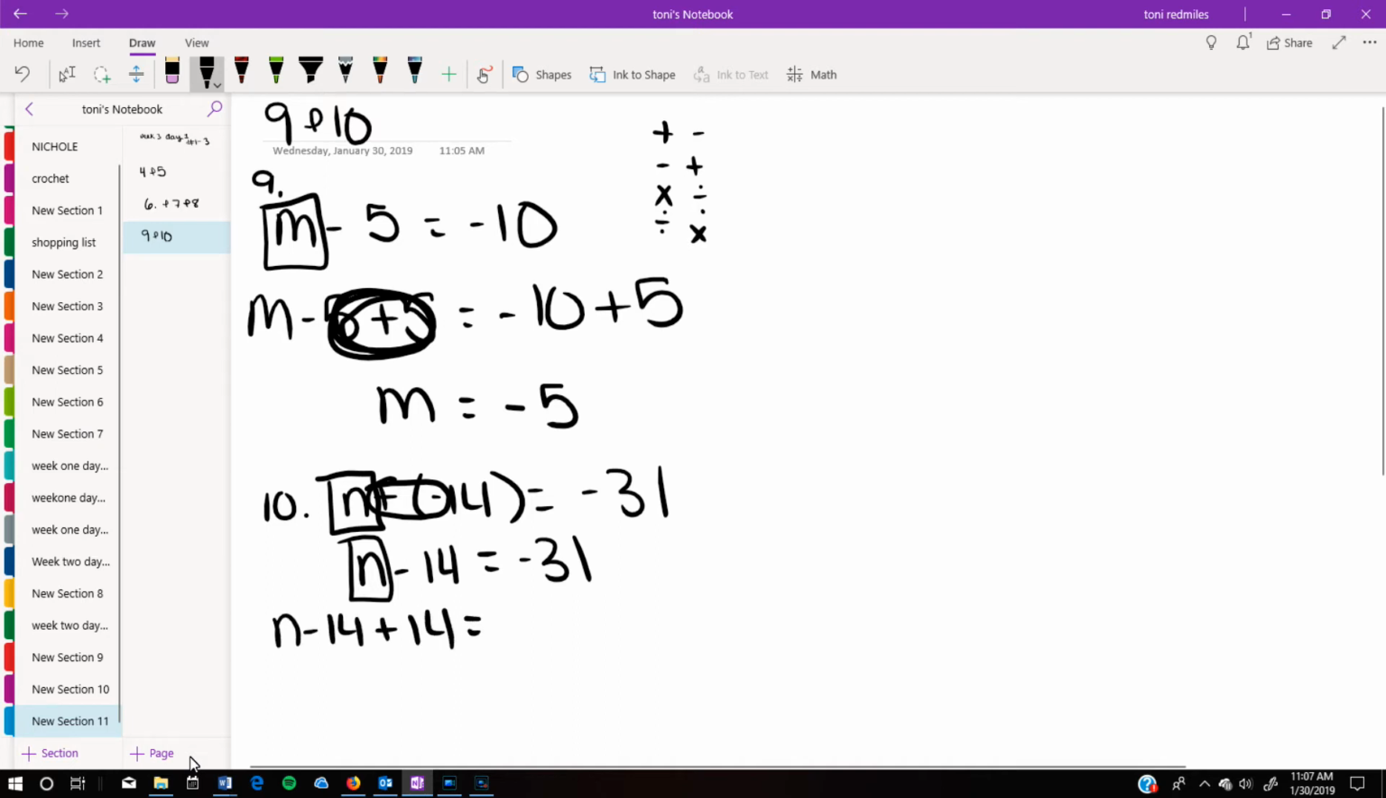Got to be fair because of that equal sign. It means I'm going to be equal. All right, so this is going to give me my big fat 0. Leave me with just an n. All right, and this is going to give me 17. And it's going to be negative because the bigger number is negative. Okay.